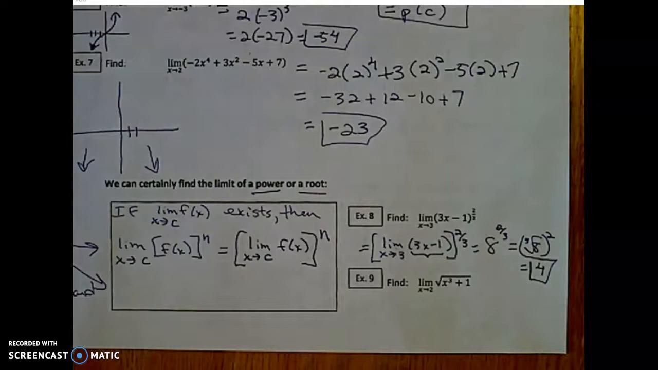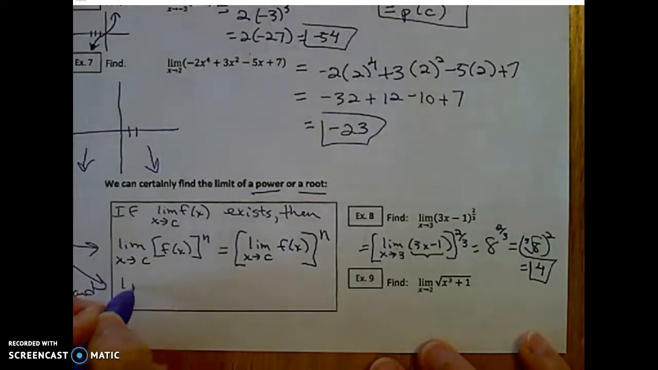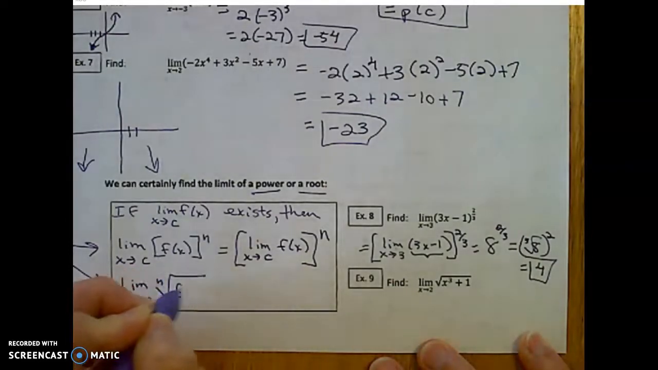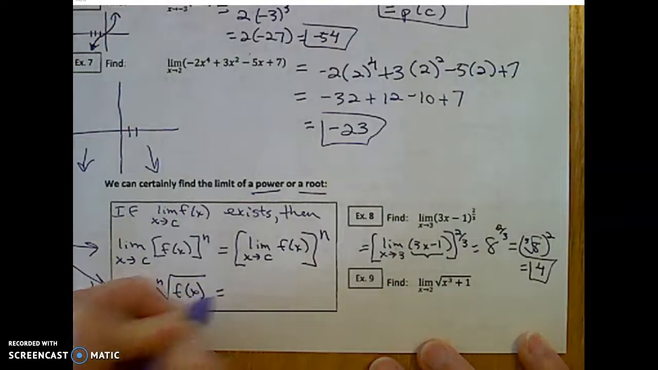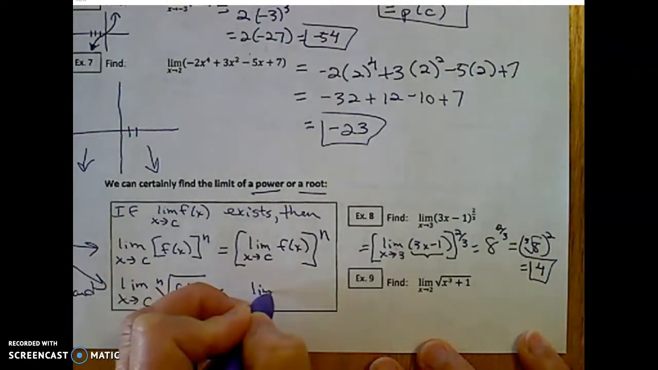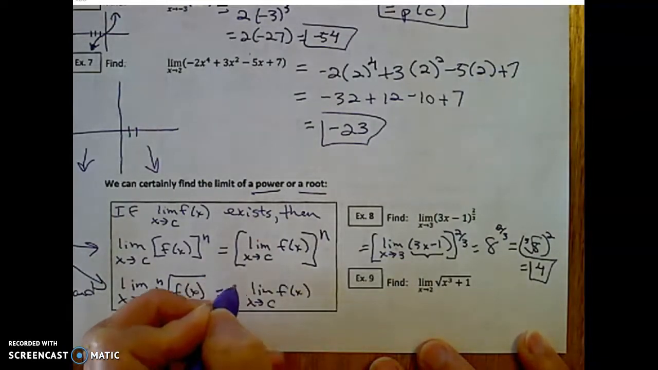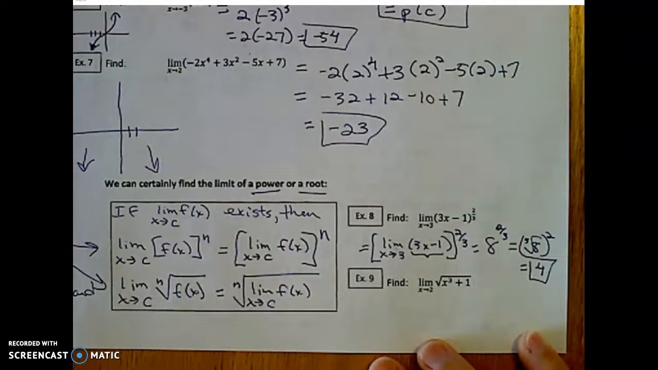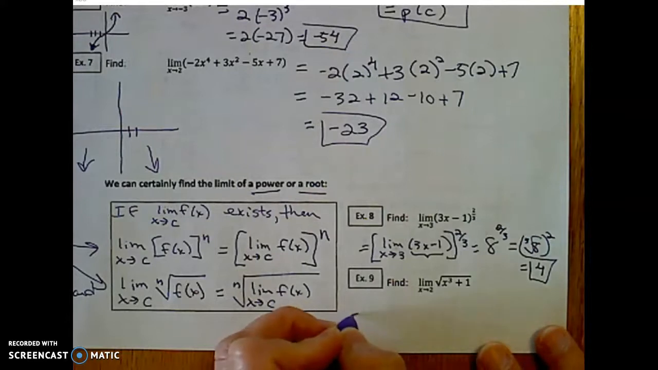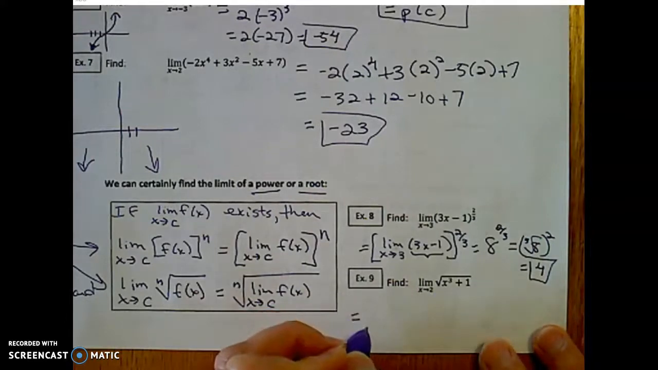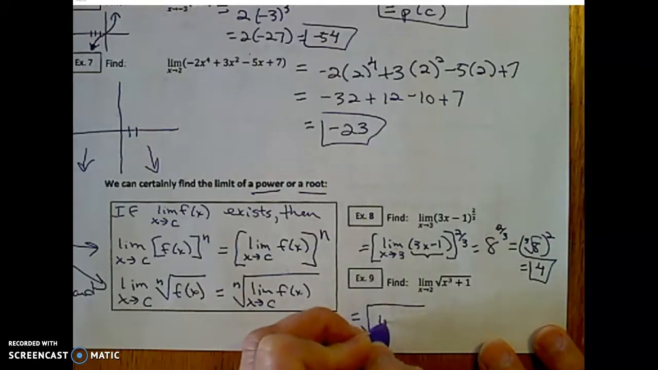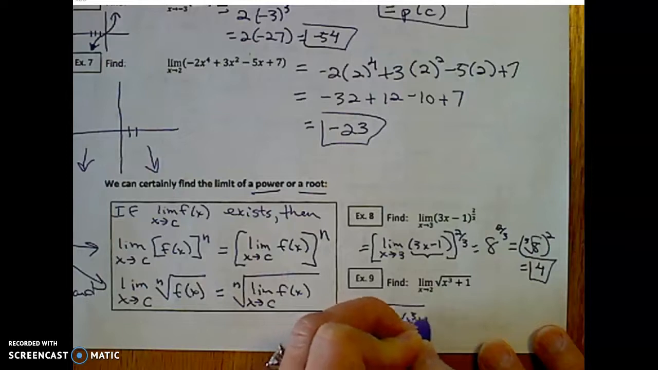Last property of limits. It's also true that if we find the limit as x approaches c of a root of a function, that is the same as taking the limit as x approaches c of that function and then taking the nth root of that result, as long as that limit is defined. So then I can rewrite this as the square root of the limit as x approaches 2 of x cubed plus 1.